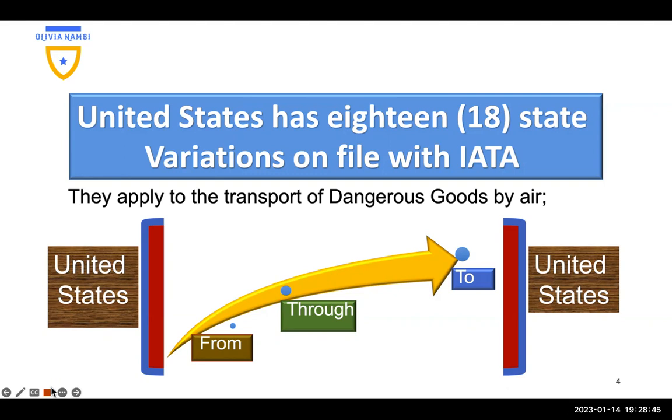If they have, then you're supposed to know and meet all the state variations requirements which are applicable to your shipment. Remember, sometimes a country could probably have filed variations which don't relate to your type of dangerous goods shipment. In that case, you just ignore. But in the case whereby the variation relates to your type of dangerous goods shipment, then you have to fully comply.